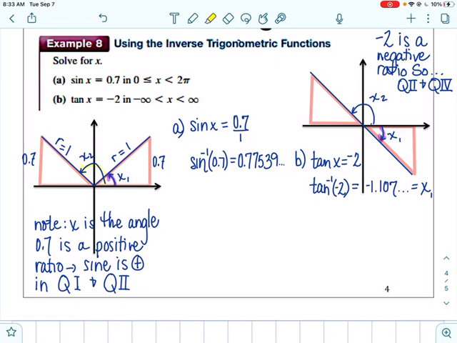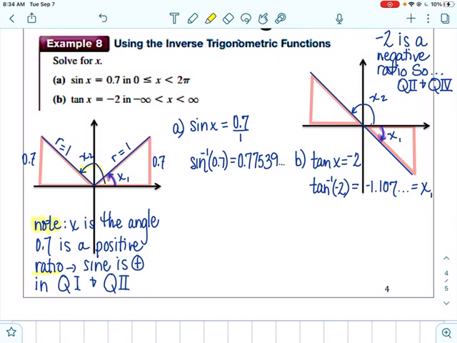Okay, now here's the question. How do I know where my angles are going to terminate? If you look at the little note I have down below, x is the angle, and 0.7 is a positive ratio. Sine is positive in quadrant 1 and 2, so that's why I know the angles are going to terminate in quadrant 1 or 2. And it's not a 1 or a 0, so it's not on the axis, so I'm just drawing it like any old angle there.